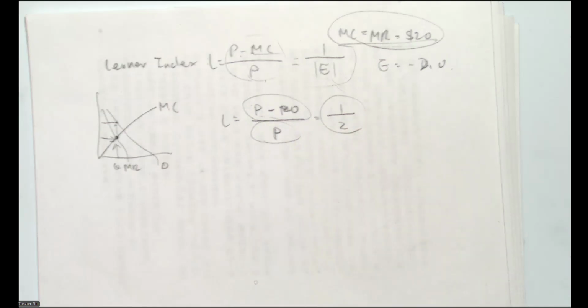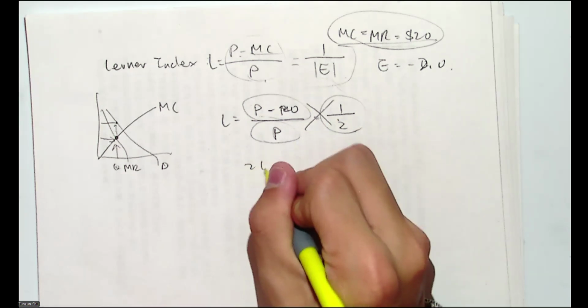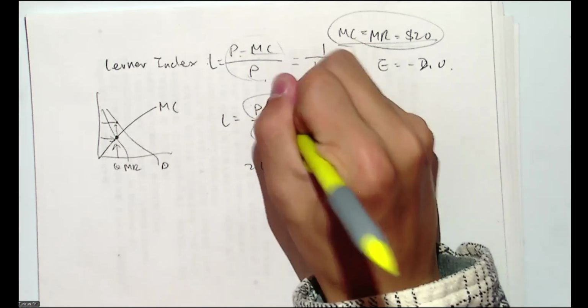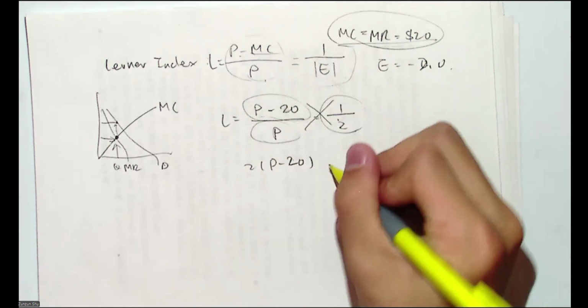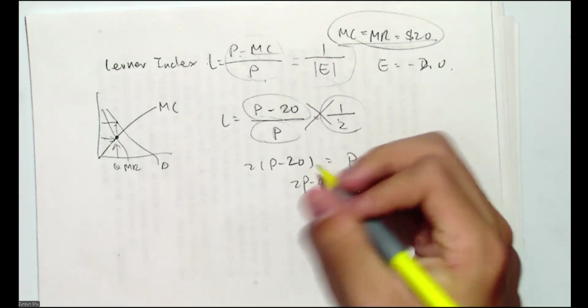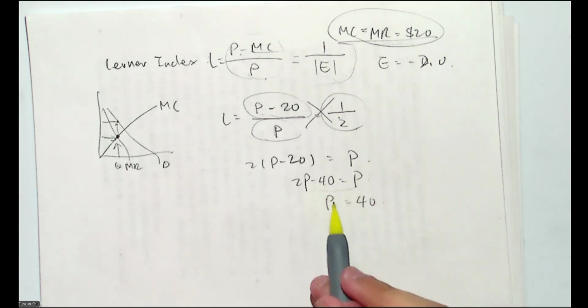But even if you don't see that, it's never wrong to cross multiply. So cross multiply: 2P minus 40 equals P. Switch sides, and P equals 40. You got it nonetheless, and that's that.